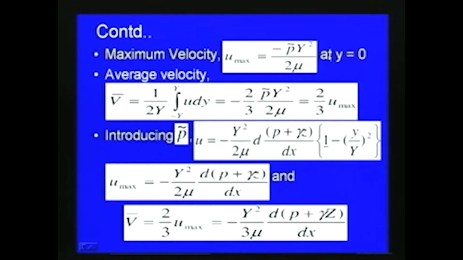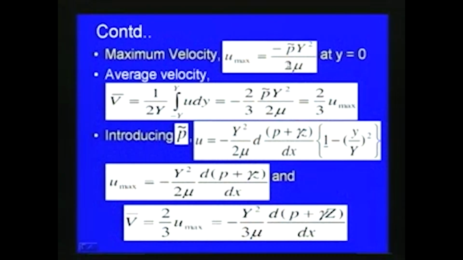Now for this particular case we know that the velocity is maximum at the center. So, at y is equal to 0, we can get the maximum velocity u max is equal to minus p tilde Y square by 2 mu. And then if you want to find out the average velocity, v bar is equal to 1 by 2Y integral from minus Y to Y of u dy, that is equal to, if we integrate, minus 2 by 3 p tilde Y square by 2 mu. So, we can show that the average velocity will be 2/3 of the maximum velocity.